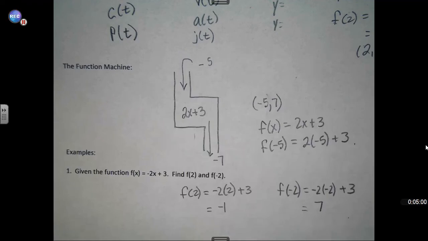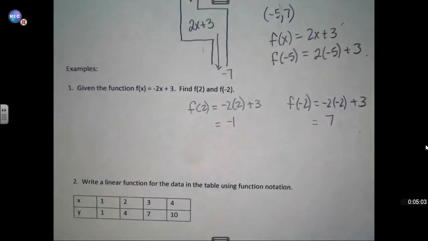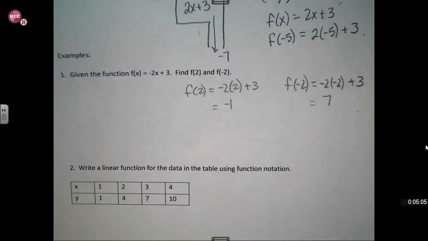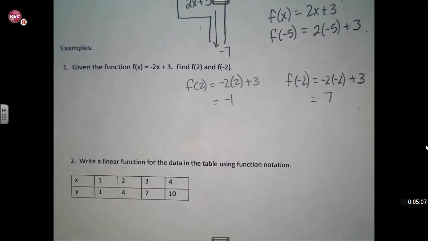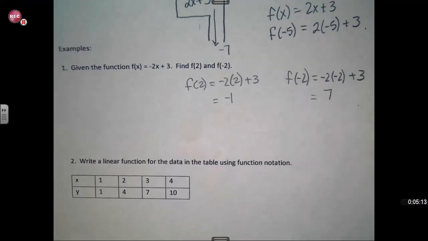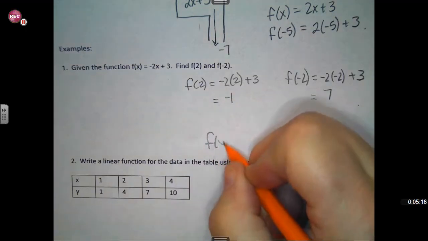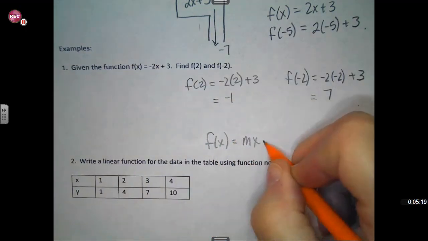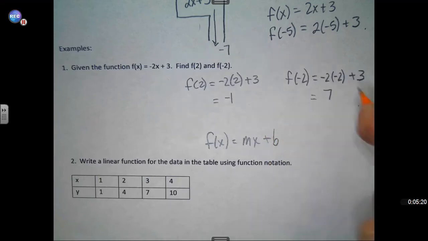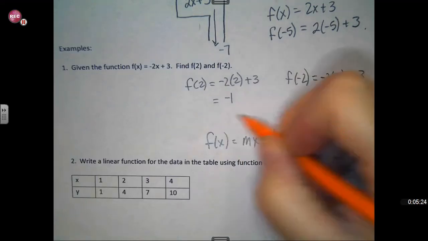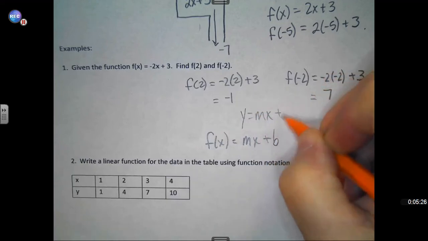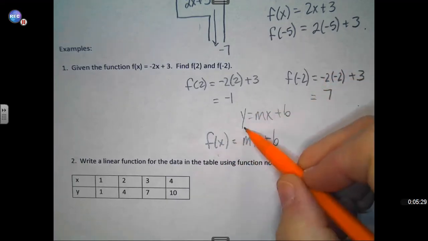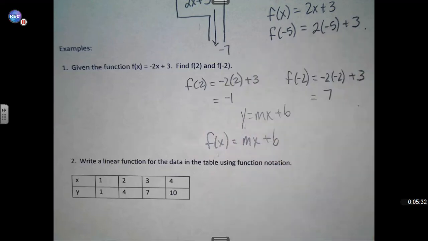Then the other thing they want us to do is to write the equation for a linear function using function notation. For using function notation, we have to be in slope-intercept form, y equals mx plus b. We use f of x in place of y. No other form, point-slope form or standard form, lends itself to that notation.